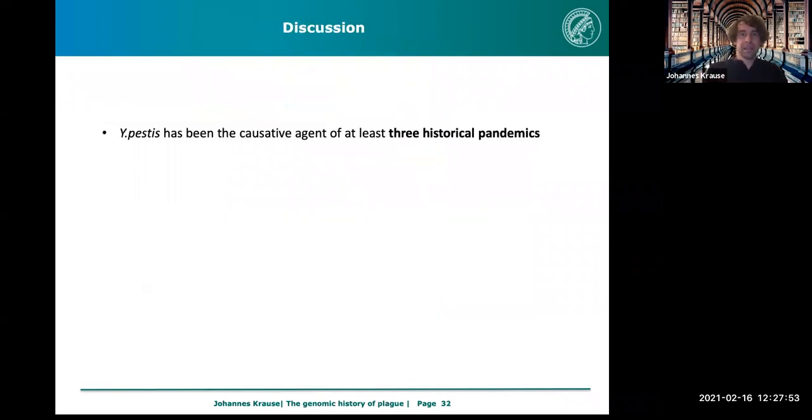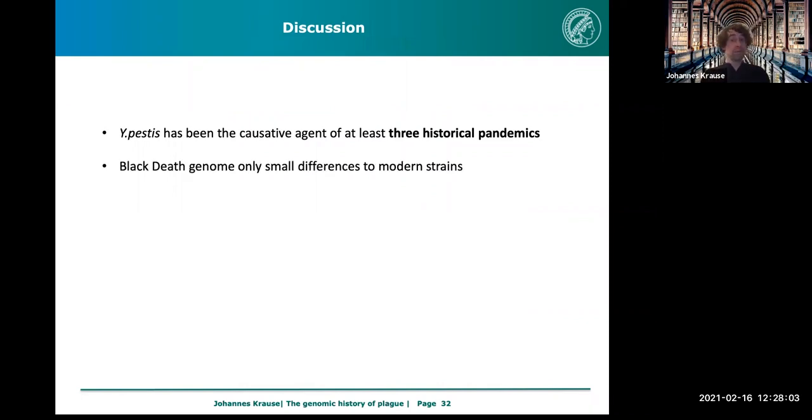So in summary, what did I show you today? Yersinia pestis has been responsible for at least 3 historical pandemics that we know well. The Black Death itself has almost no differences to modern genomes. So it's actually the mother, as I said, of the modern diversity of branch 1. So basically all those genomes out there could still cause the Black Death. It really has nothing special, which we didn't know 10 years ago.